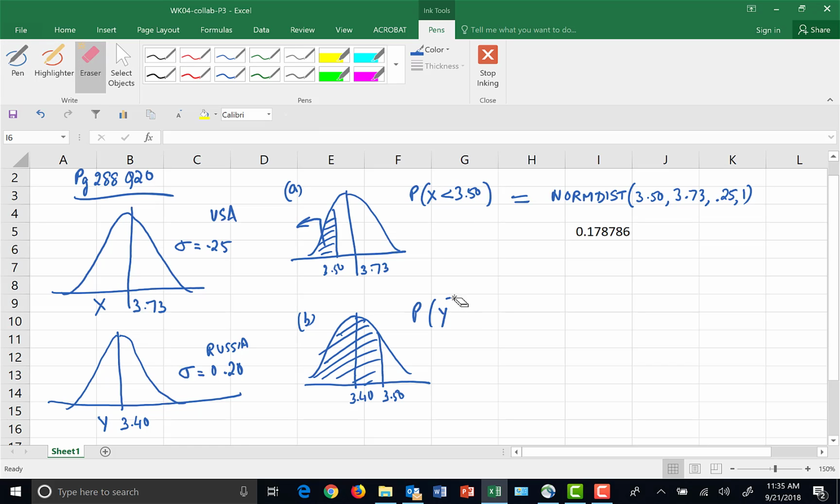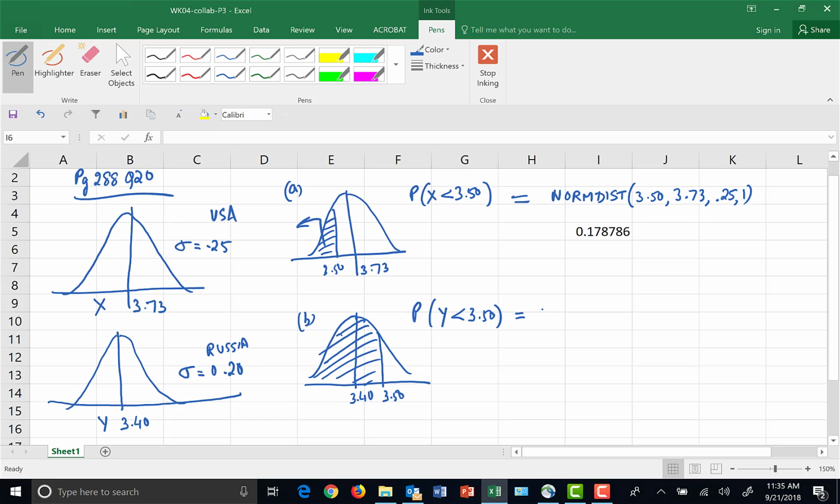I want the probability that y is less than $3.50, which is the shaded portion that I drew. Just by the drawing I know it has to be larger than 50% because $3.50 is to the right of the mean. The bell-shaped curve is symmetric, so on either side of the middle is 50%. So whatever number I get has to be more than 50%.